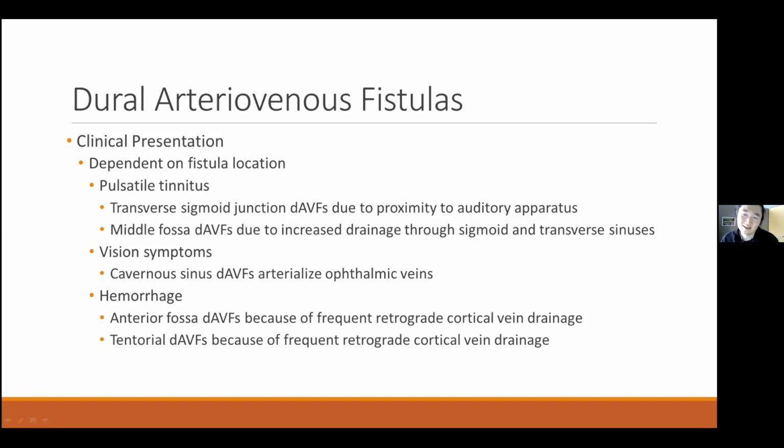And then fistulas in the anterior fossa, like I showed earlier in the images, or ones that are tentorial dural AV fistulas, they tend to be more likely to bleed because that location intrinsically tends to drain into those cortical veins that are just lower caliber and can't handle that pressure and amount of blood flow.